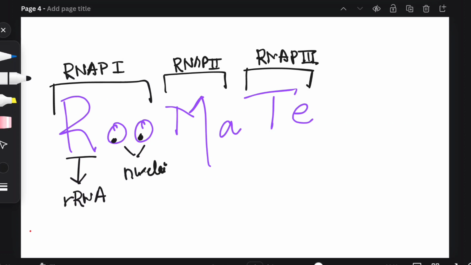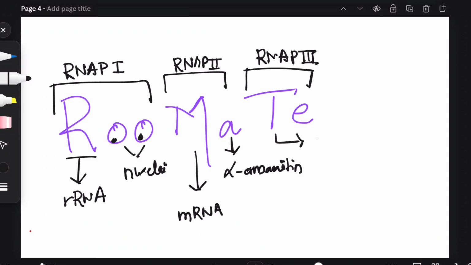Now when we look at RNA polymerase 2, it synthesizes the mRNA. Here mRNA you can take from the M. It is also inhibited by a toxin. This A stands for alpha amanitin. So this alpha amanitin inhibits RNA polymerase 2. Next we have the third one, RNA polymerase 3, which synthesizes tRNA. Again there is an E present here. As it is the 5th letter of the alphabet, it codes for the 5S RNA.